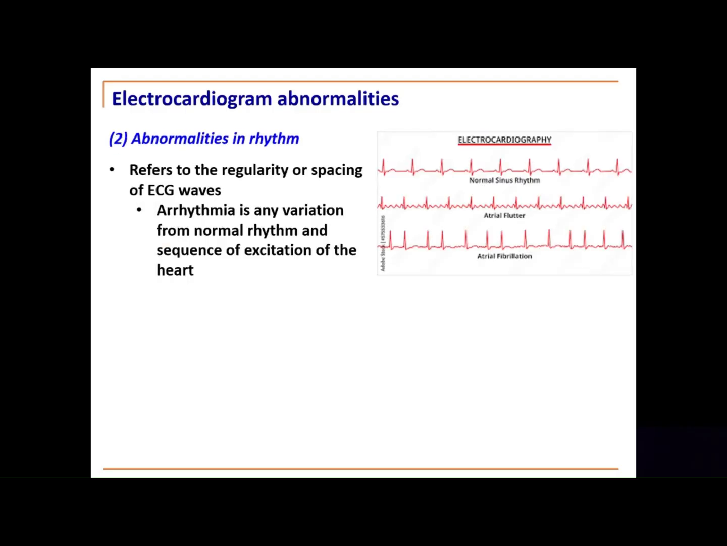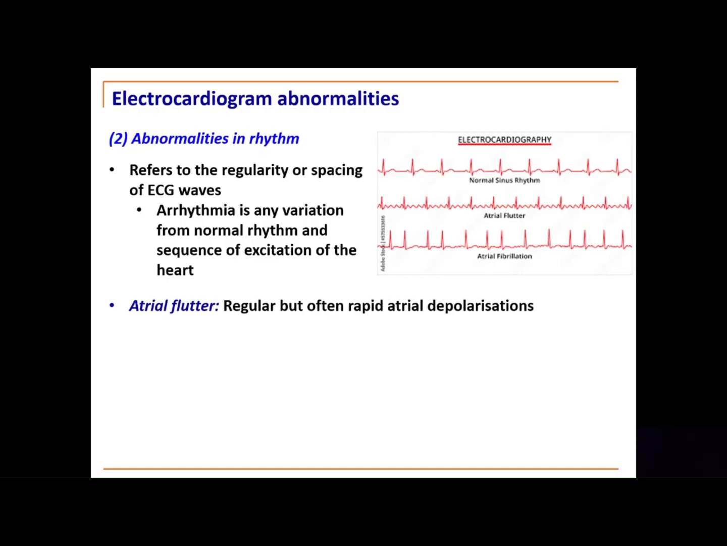You can get abnormalities in rhythm. So again, here at the top is our normal one. So again, we've got your P there, QRS, T, P, QRS, T. When we're thinking about rhythms, we're looking at the regularity or the spacing between the ECGs. So does it look regular and does it look normal? And an arrhythmia is any variation from normal rhythm and sequence of excitation of the heart, as is indicated there.